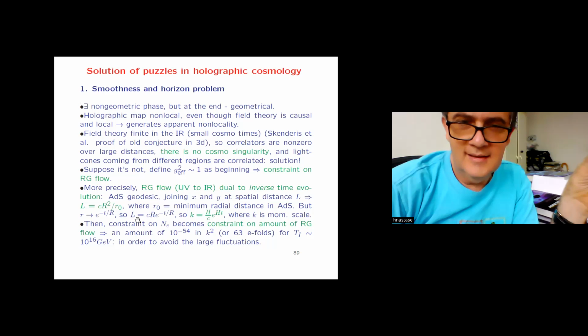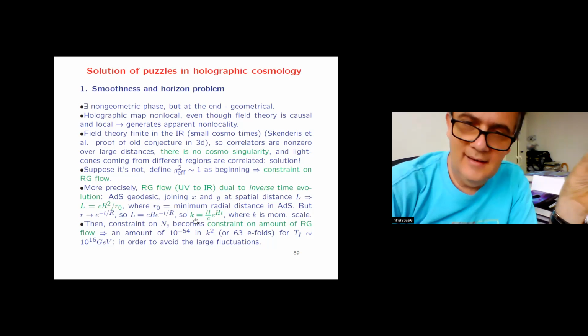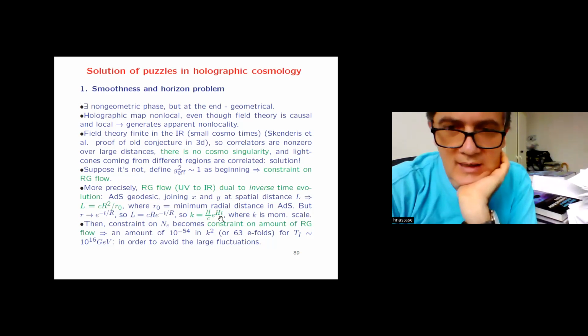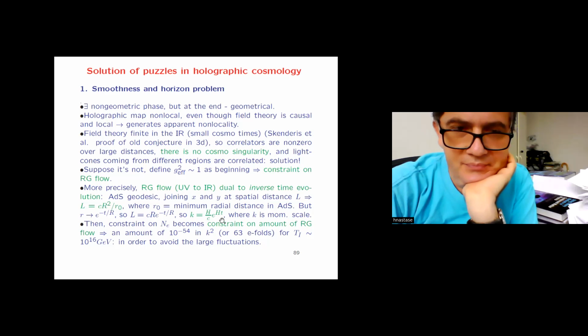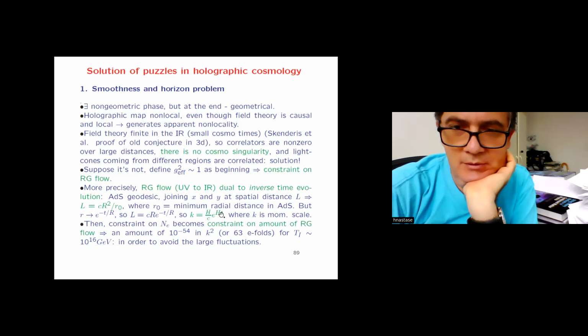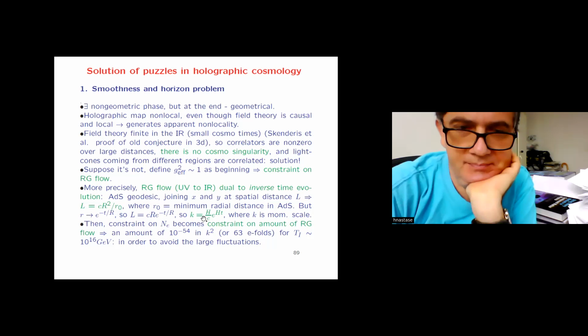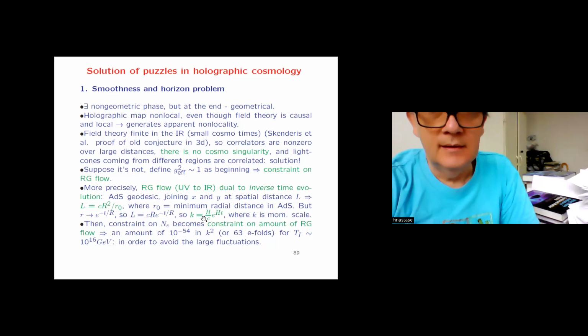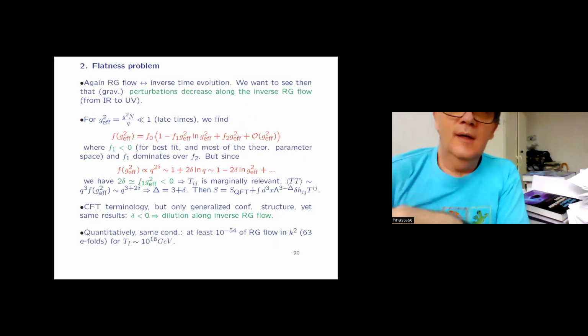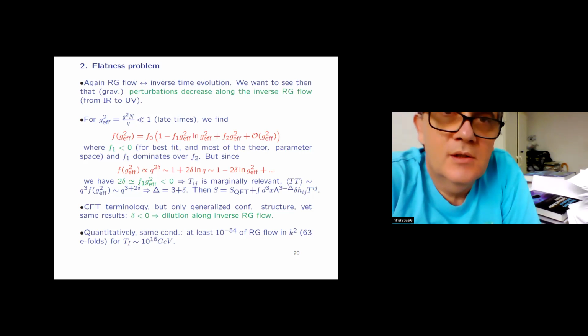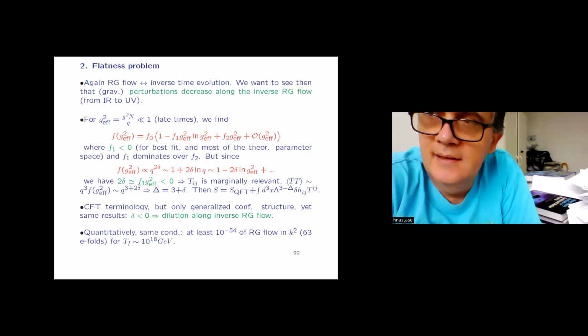So inverting this, 1 over L is K, the scale, which corresponds to H e to the HT. So as you see, the evolution in K corresponds to evolution in cosmological time. All right. RG flow corresponds to inverse time evolution, as we said.